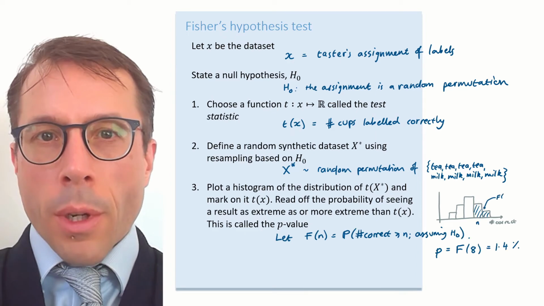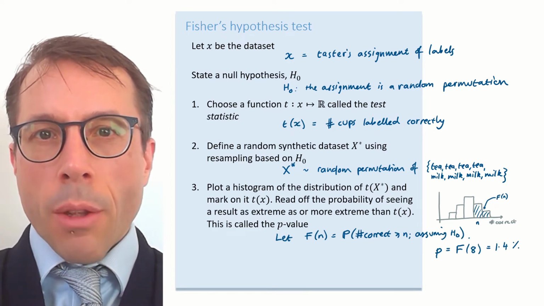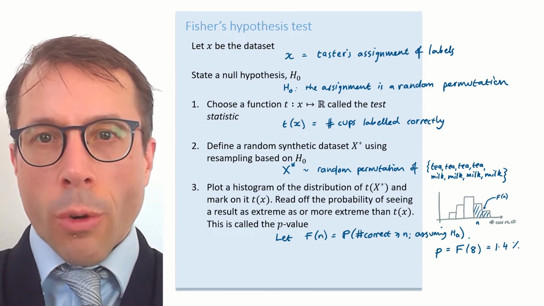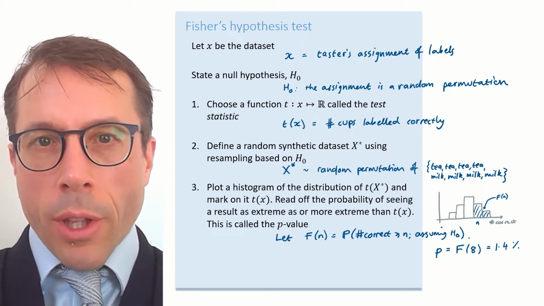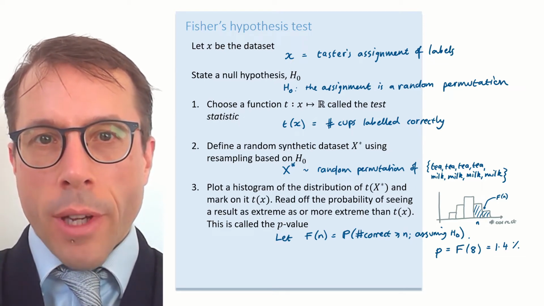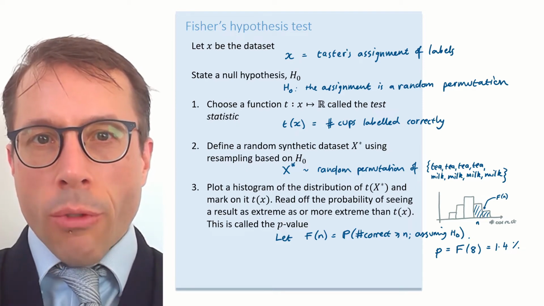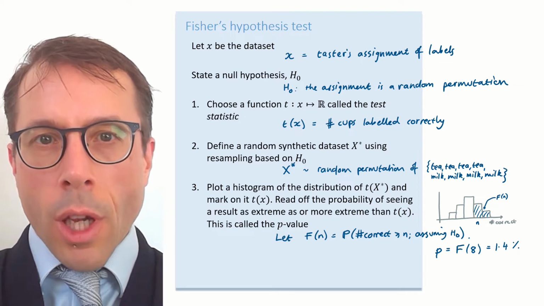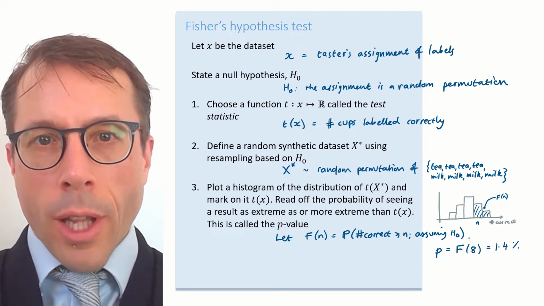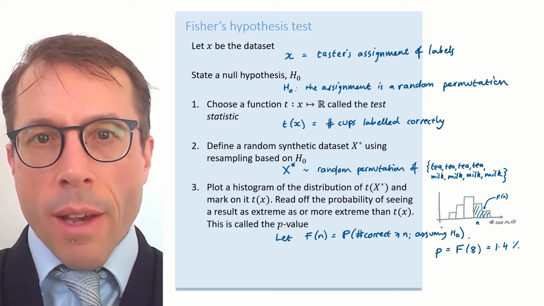In Fisher's experiment, let's define f of n to be the probability of seeing n or more correct labels, assuming H0 to be true. We can read this off the histogram. It's the area to the right of n. The p-value is the probability of a result as extreme as what we actually observed. And what we actually observed is 8 correct labels. So the p-value is f of 8, which comes out to be 1.4%.